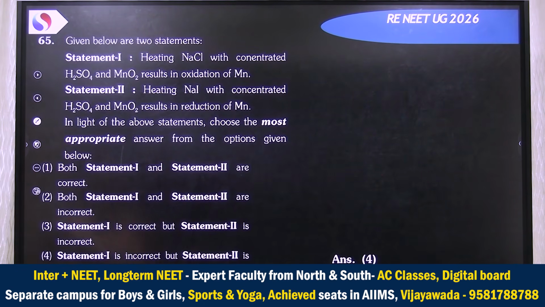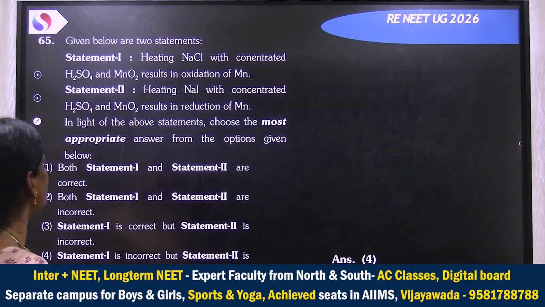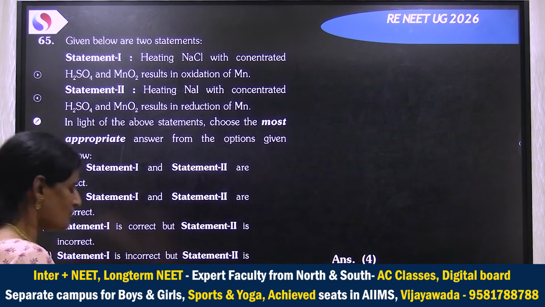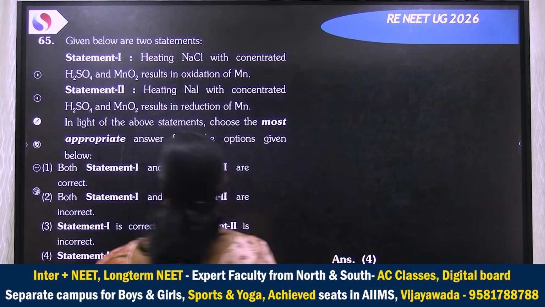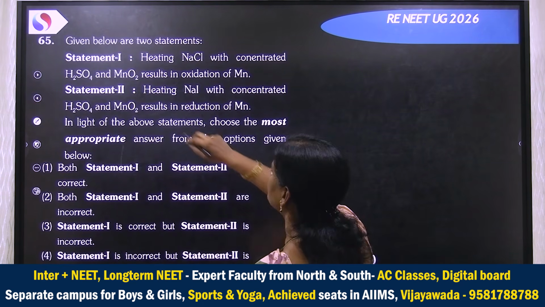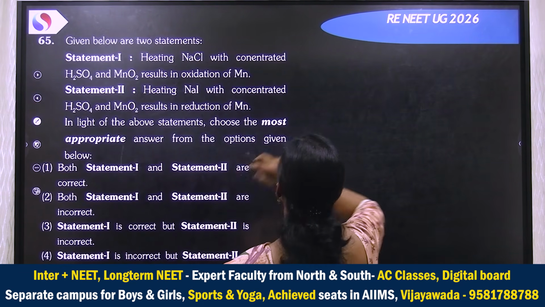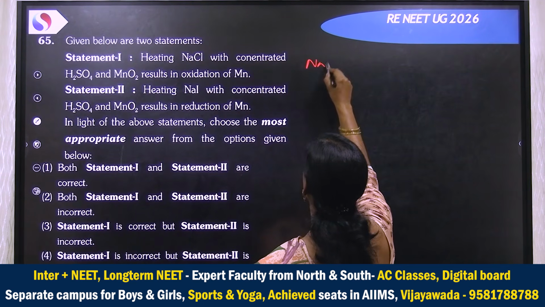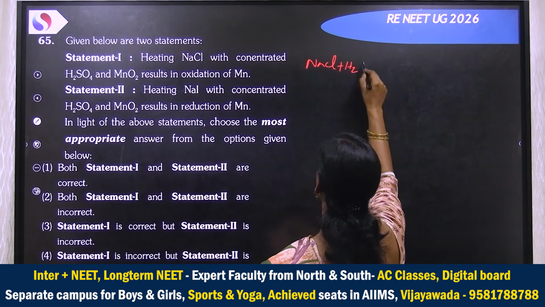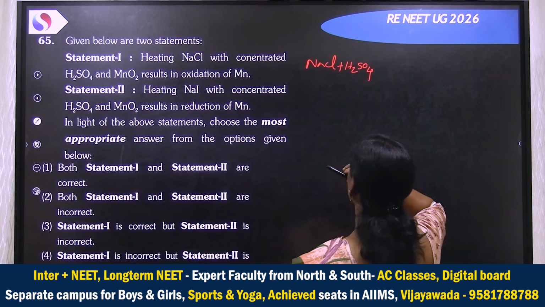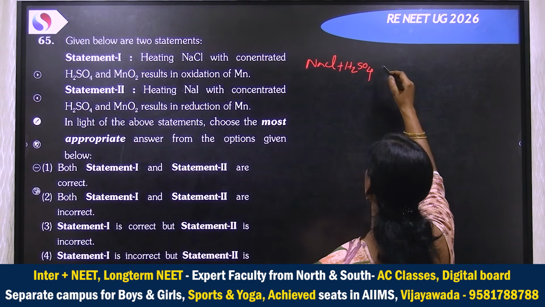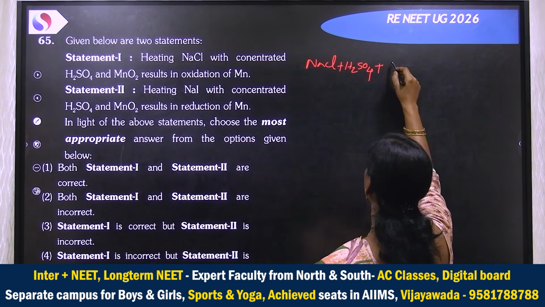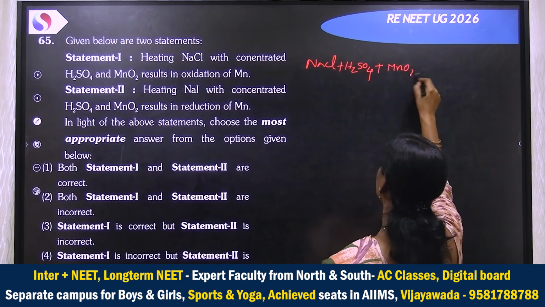Next question: given below are two statements. Statement 1: heating sodium chloride with concentrated H2SO4 and MnO2 results in oxidation of Mn. So what happens when sodium chloride is treated with H2SO4 and MnO2? H2SO4 is a strong oxidizing agent, and here we have NaCl, H2SO4 and MnO2, manganese dioxide.